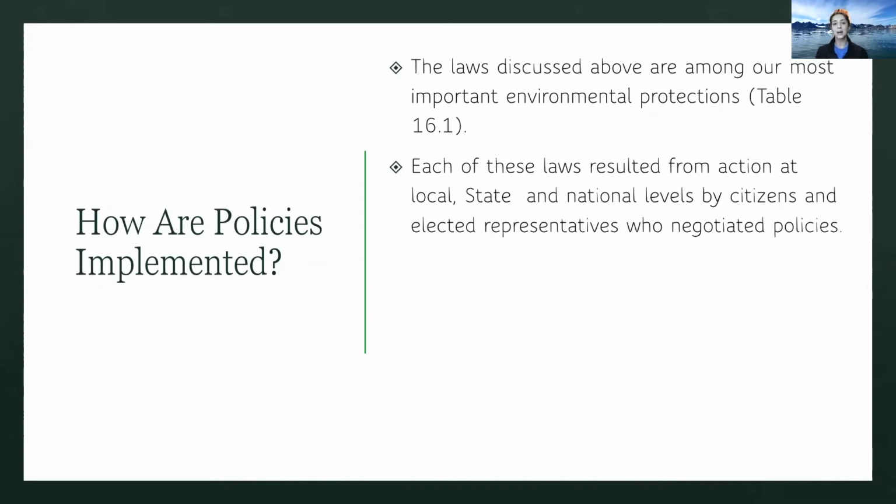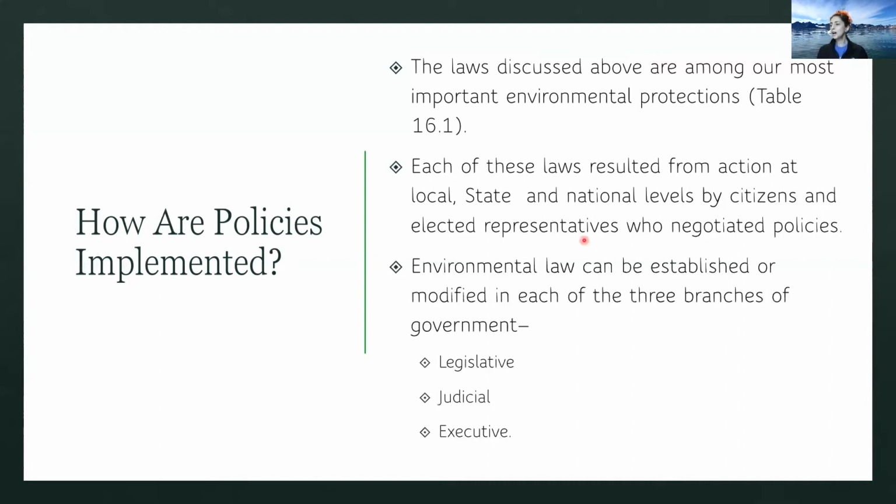So those laws that were in that table are among the most important environmental protections. But embedded in all of those laws, we have different actions that need to be taken at different levels, including the local level, the state level, and the national level. And these are practices and policies that have to be followed by citizens as well as industries. And all of this is negotiated by elected representatives who discuss and finally pass those rules that become laws.